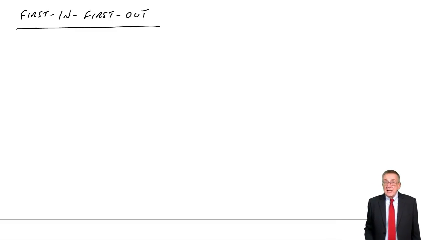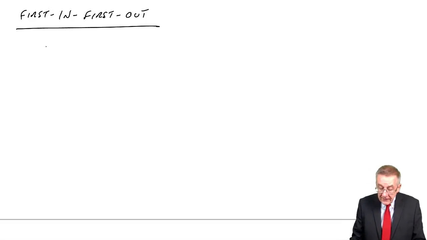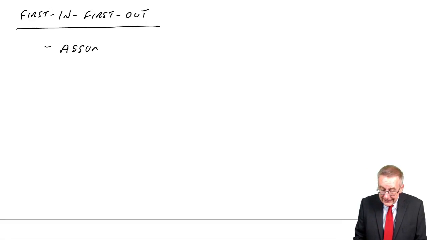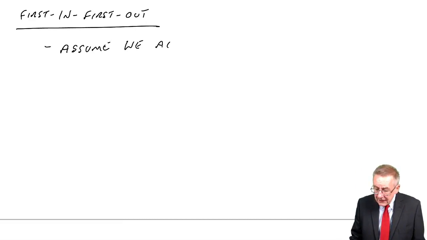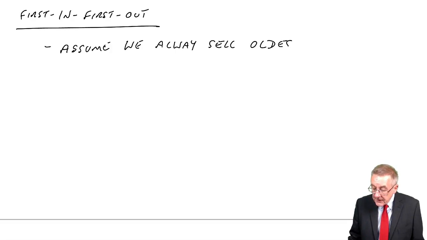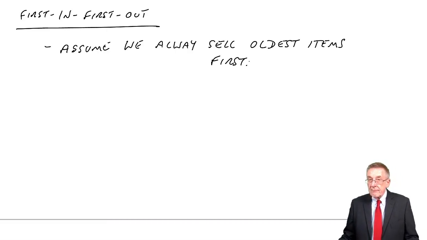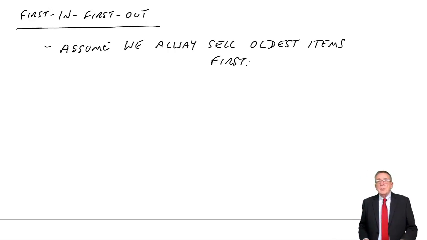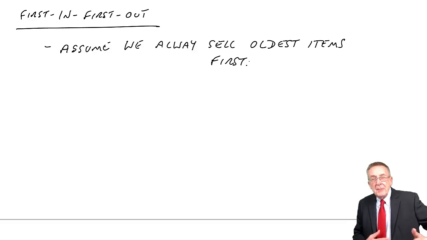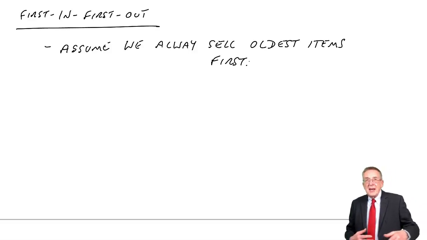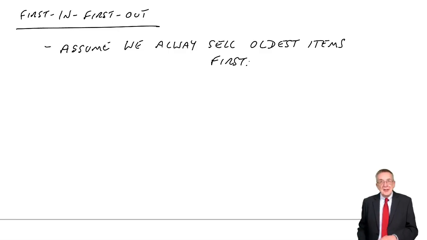Well, with first in, first out, we make an assumption. We assume that every time we sell any, we always sell the oldest items first. Think about a supermarket. If you go to buy milk, the supermarket always has the older ones at the front and the newer ones at the back, because they want you to buy the older milk first.